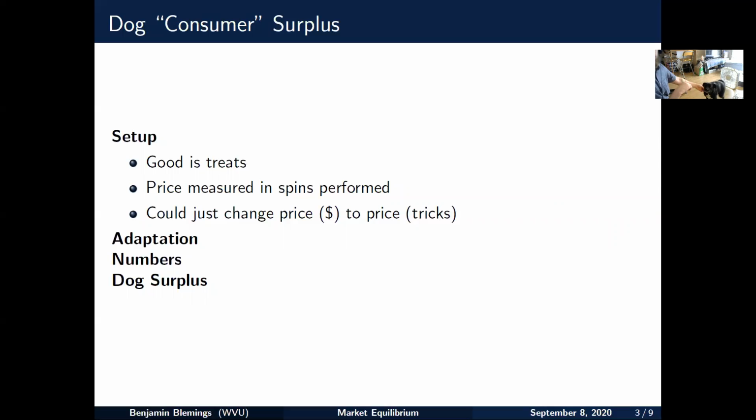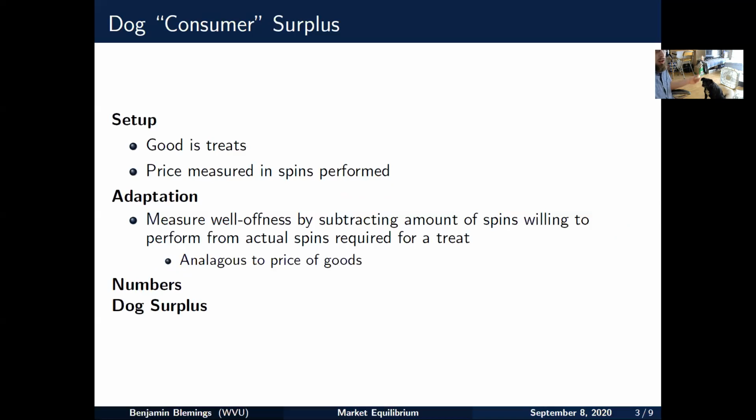Right there. So you can see that she wants this bone right here. And I'm going to measure the price and the amount of times I make her turn around to get the bone. So we're going to measure the dog's well-offness by seeing how much she's willing to pay minus how much she actually pays and spends. And this is just analogous to the price of goods.